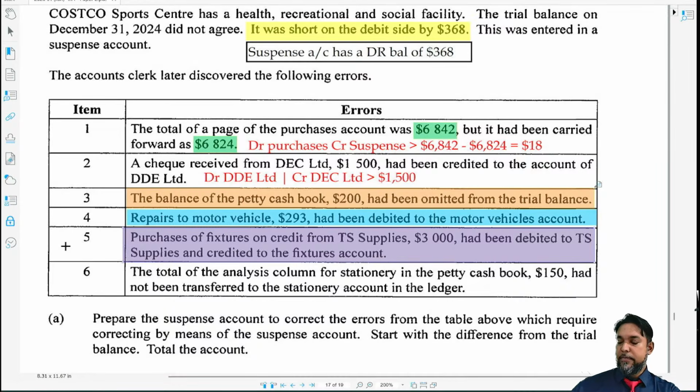Asset. Okay, if you're buying fixtures, are we increasing fixtures or decreasing it? Increasing. So you're increasing an asset. How do we record an increase in an asset? With a debit or a credit? Debit. So we were supposed to debit fixtures.